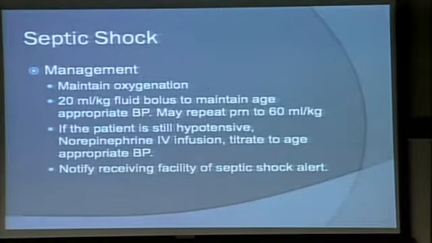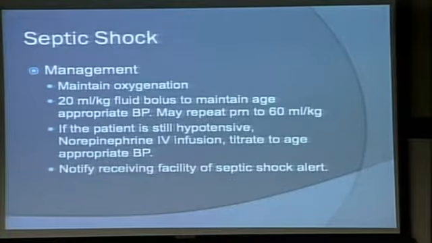Treat. How do you treat it? Maintain oxygenation. 2 mL per kilo fluid bolus. You're looking to get to age-appropriate blood pressure, which means you have to take the blood pressure. You can repeat that to a total of, I'll let you do it, 3 boluses altogether. Now, hopefully, except maybe for North Country, most of you won't be with someone who is septic that long.